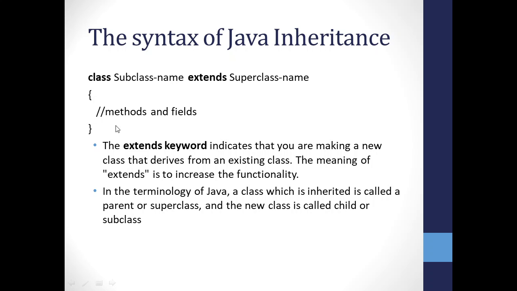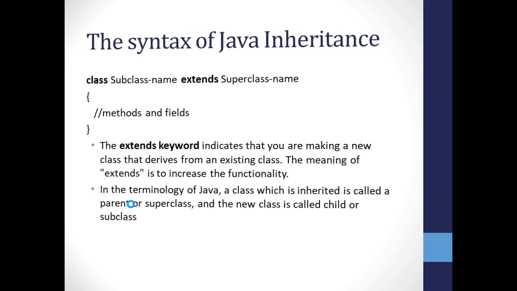The extends keyword indicates that you can make a new class that is derived from the existing class. Extends is also used to increase the functionality of the superclass objects, superclass methods or the superclass data fields, etc. In the terminology of Java, a class which is inherited is called a superclass. The new class is called a child class.